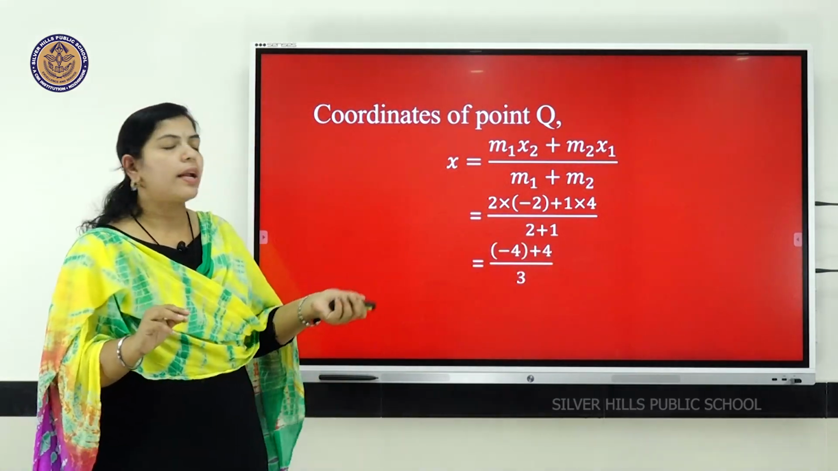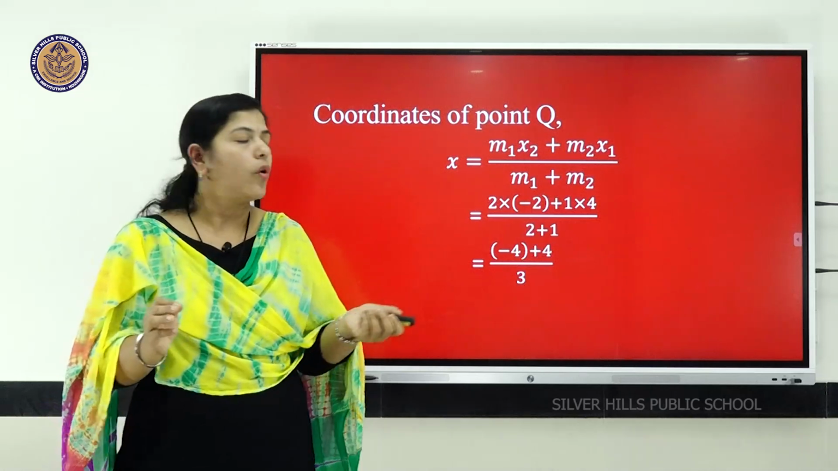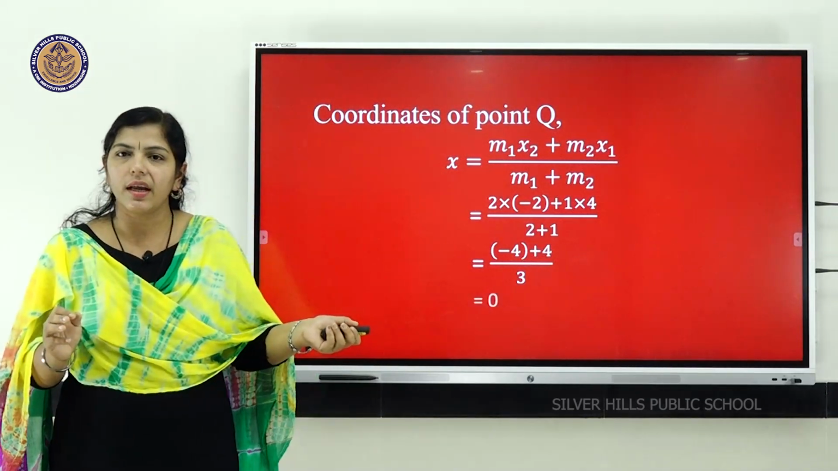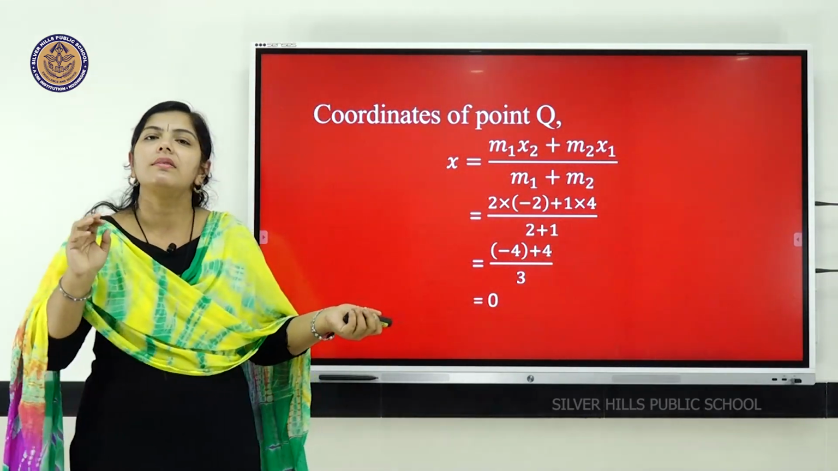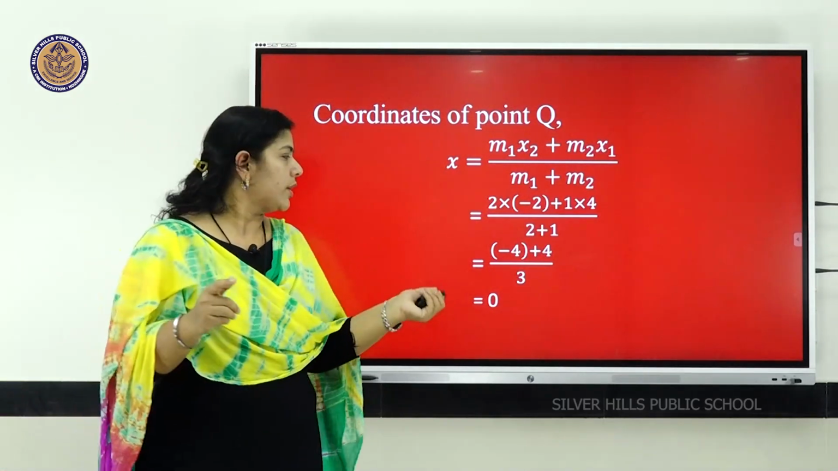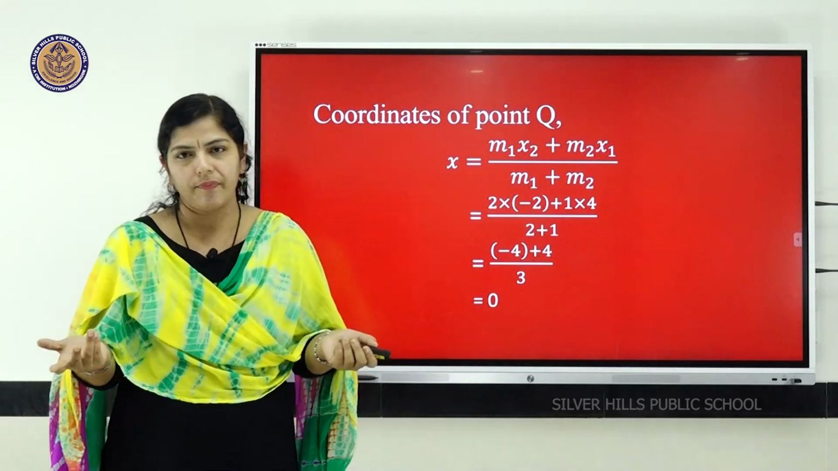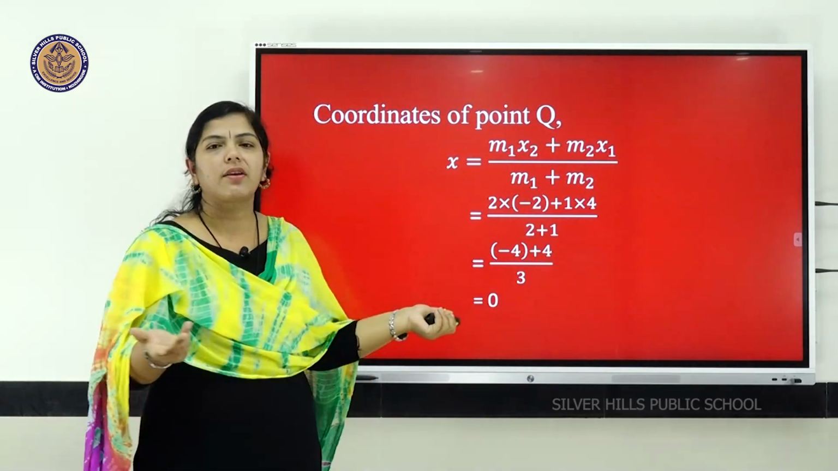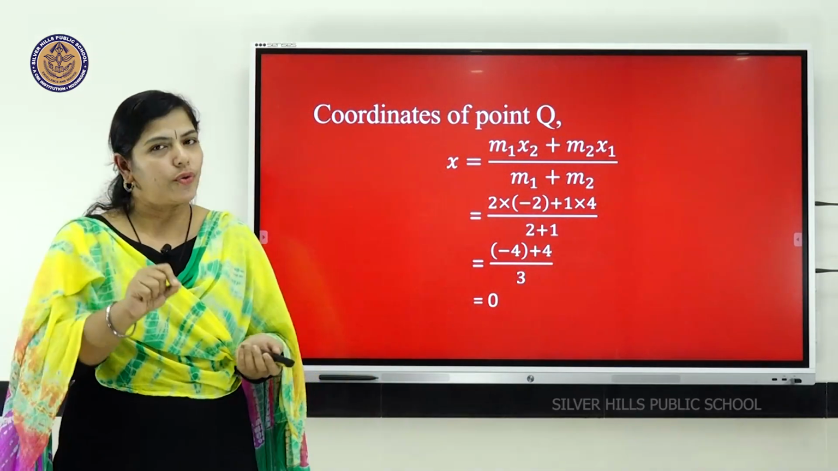That is equal to minus 4 plus 4, whole divided by 3. What is equal to that? 0. Minus 4 plus 4 is equal to 0. 0 by 3 is 0 itself. Okay. So, we got the x coordinate of the point Q.